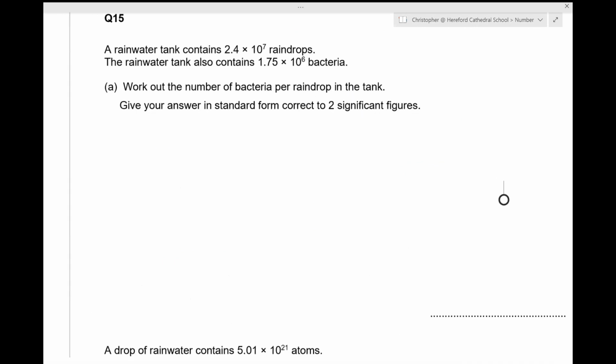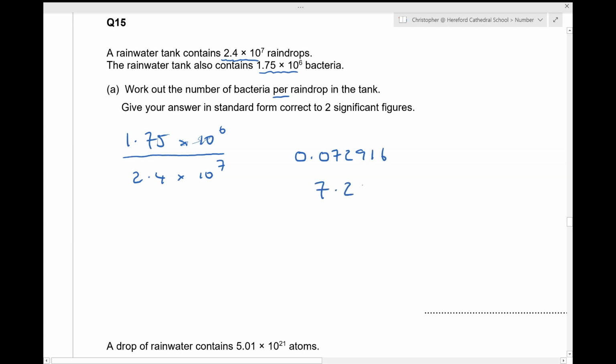Question 15. Right, we've got this many raindrops and that many bacteria. We want to know the number of bacteria per raindrop. So we're going to do the number of bacteria divided by the number of raindrops. So all I need to do is to put that into my calculator, and I get the answer 0.072916, which in standard form is 7.2916 times 10 to the minus 2, but I'm asked to give it to 2 significant figures, so that's going to be 7.3 times 10 to the minus 2.